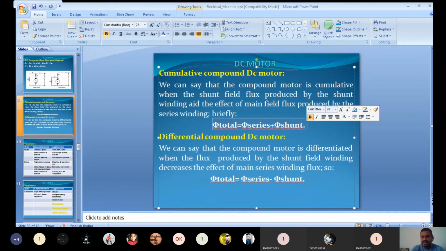Now differentially compound motor means, in a differentially compound motor, the flux produced by the shunt field winding opposes the series field flux.